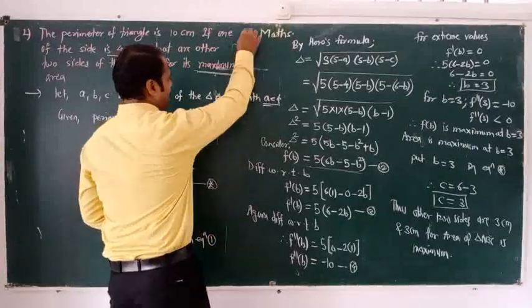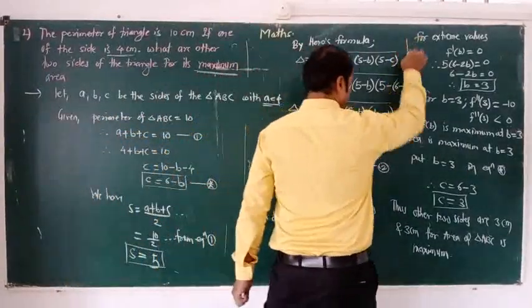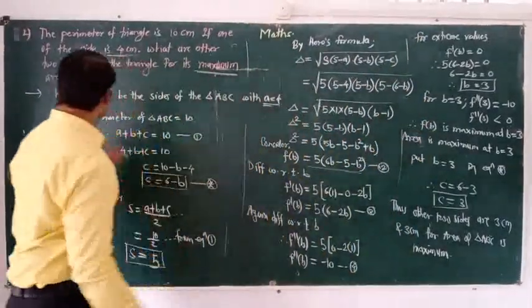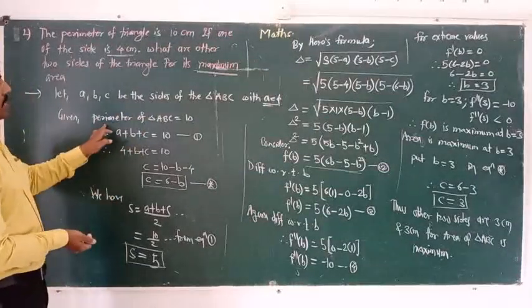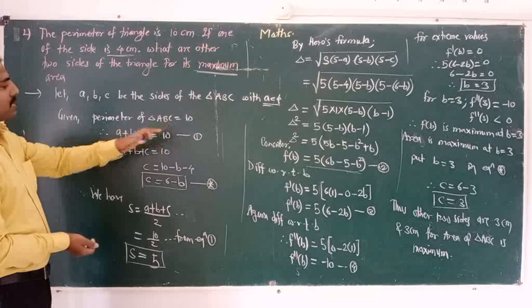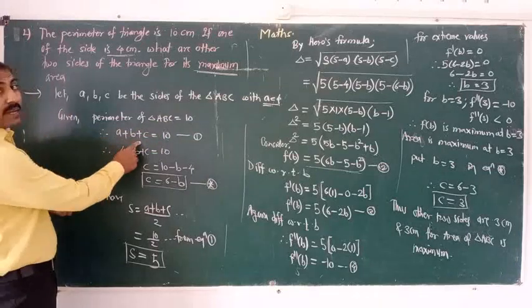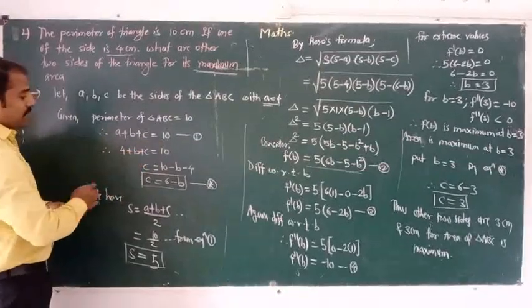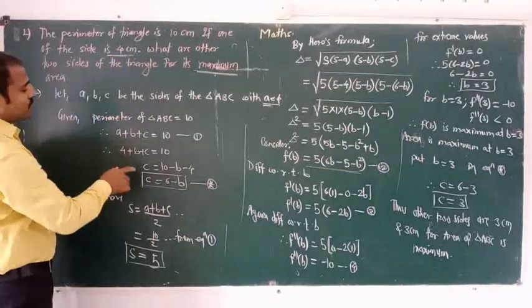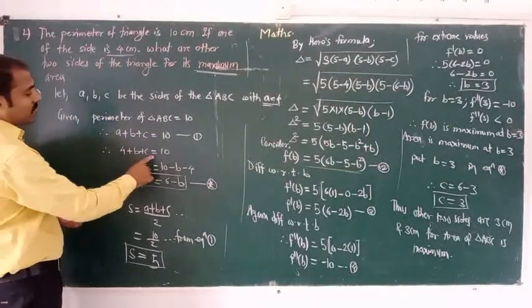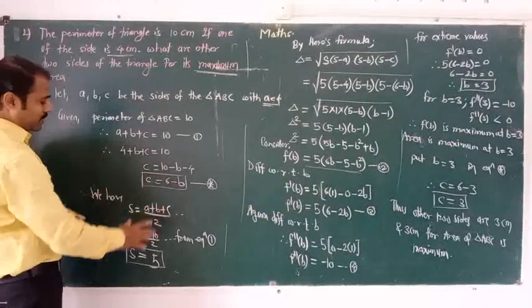Look at here, I can repeat again. Let a, b, c be the sides of triangle ABC. Perimeter of triangle ABC is equal to 10. From this I can write a plus b plus c is equal to 10. But a is already 4, it is given that one of the sides is 4. So b plus c is equal to 10 minus 4, that is 6.